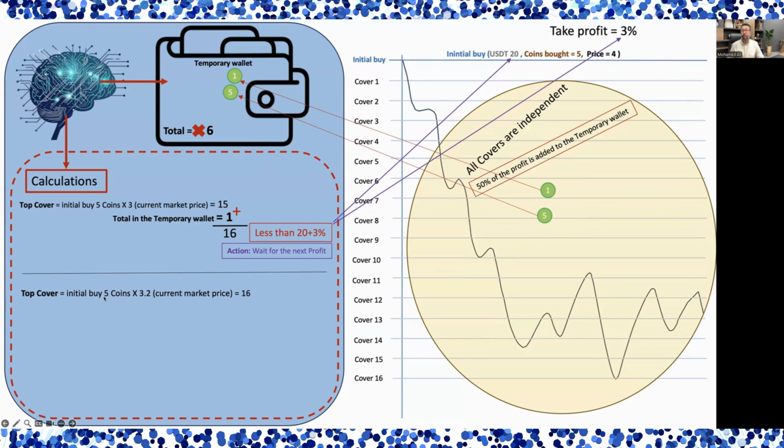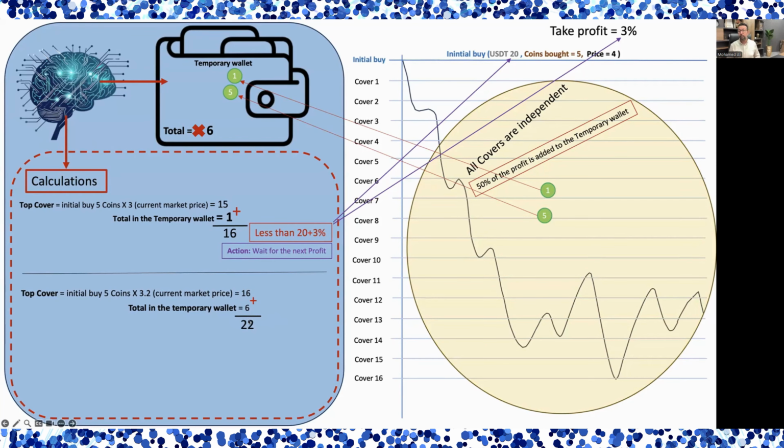So 3.2 multiplied by 5 is 16. And now again, the same logic is going to be looking at how much do I have in this temporary bank or temporary wallet. It has 6. When we add the 6 plus whatever we got, if we're selling the coins right now, is going to be 16 plus 6, that is 22.